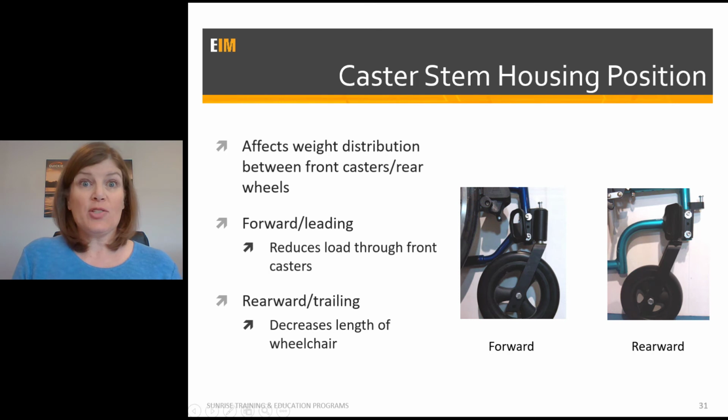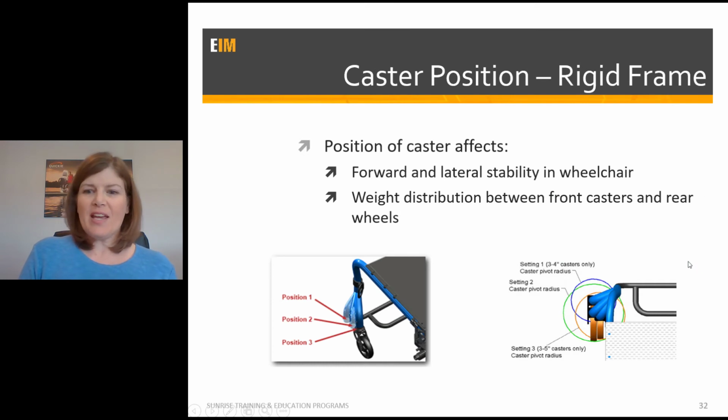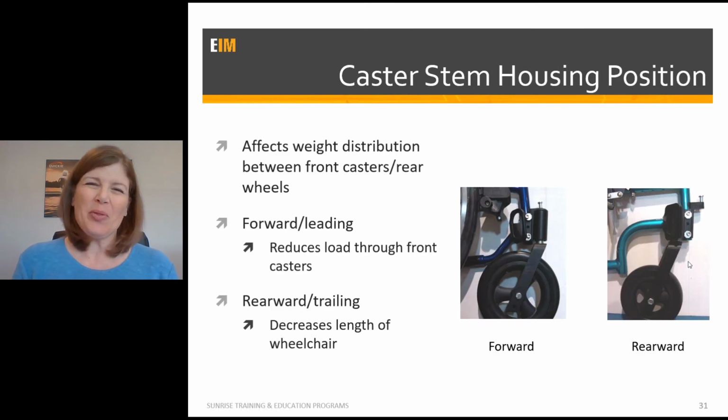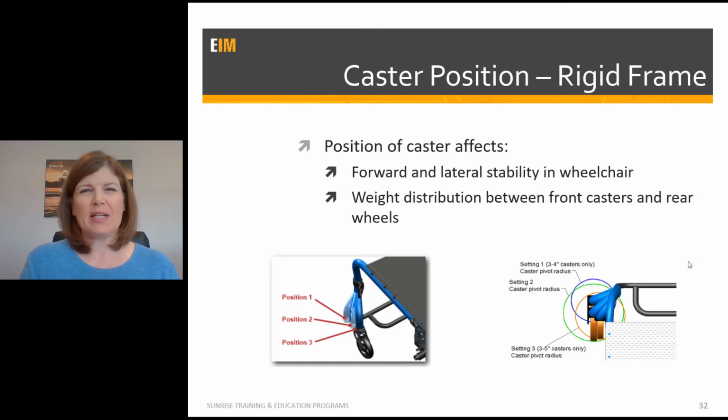When my caster stem housing is in a rearward or trailing position, then I may be taking some more load through those front casters, but I do decrease the overall wheelbase of my wheelchair. So it's a tighter fit in some different environments.